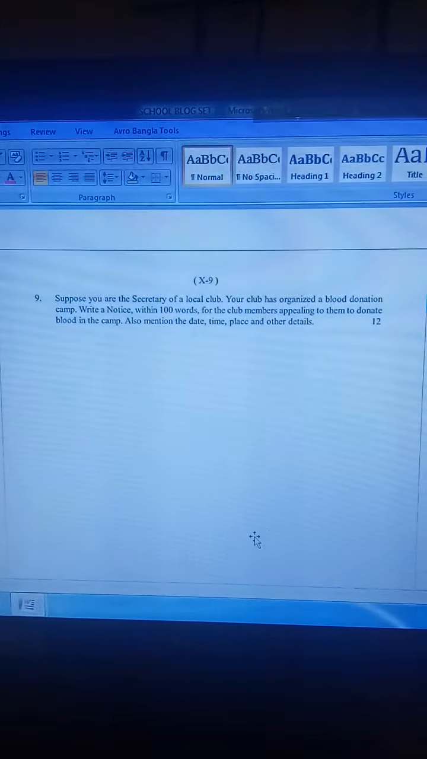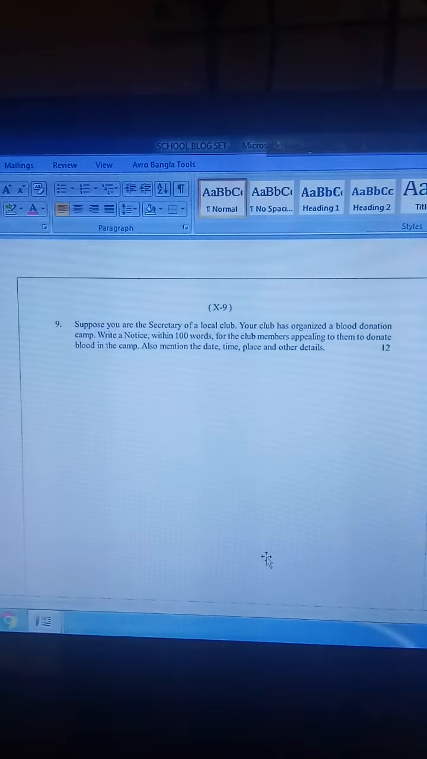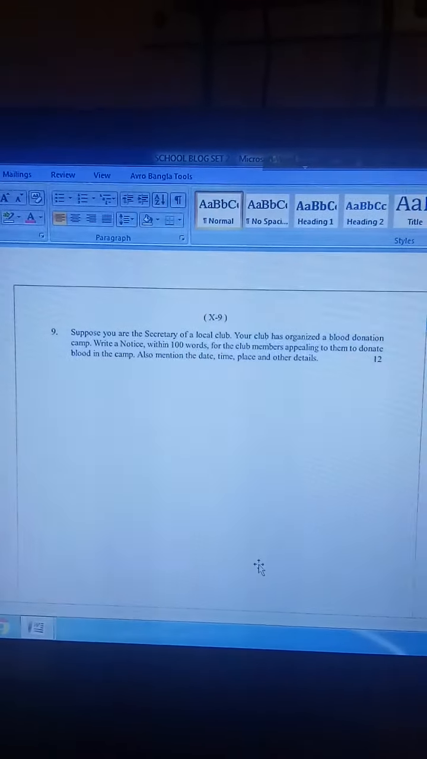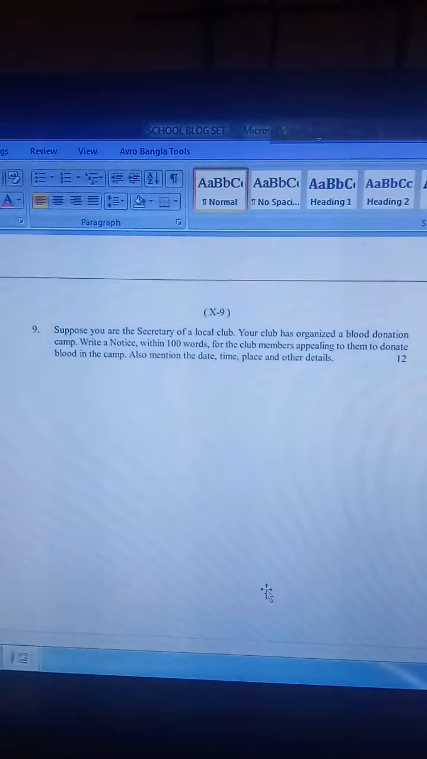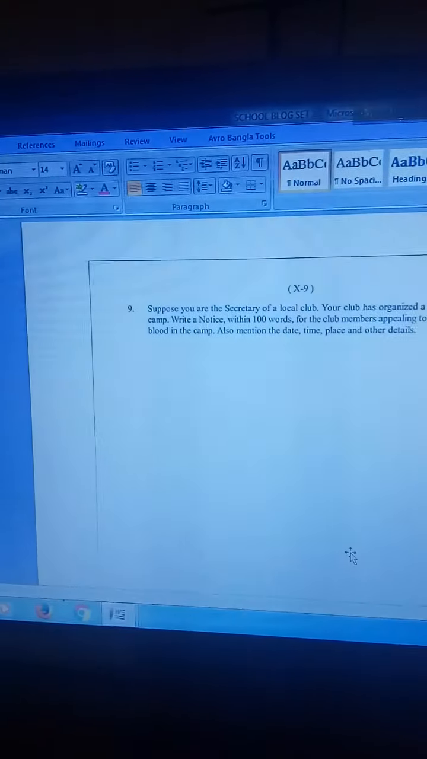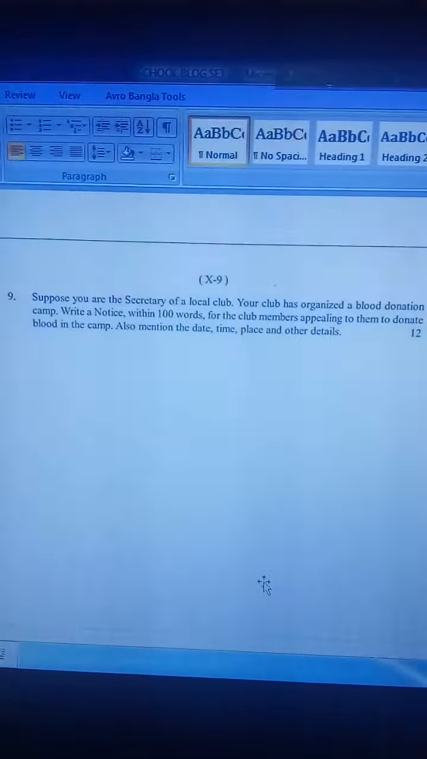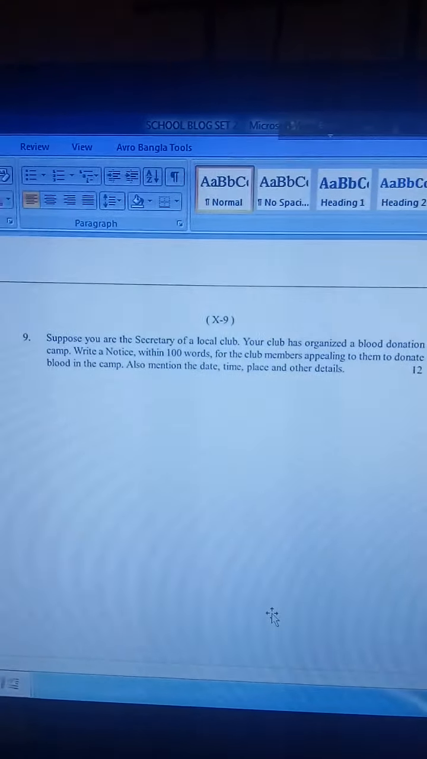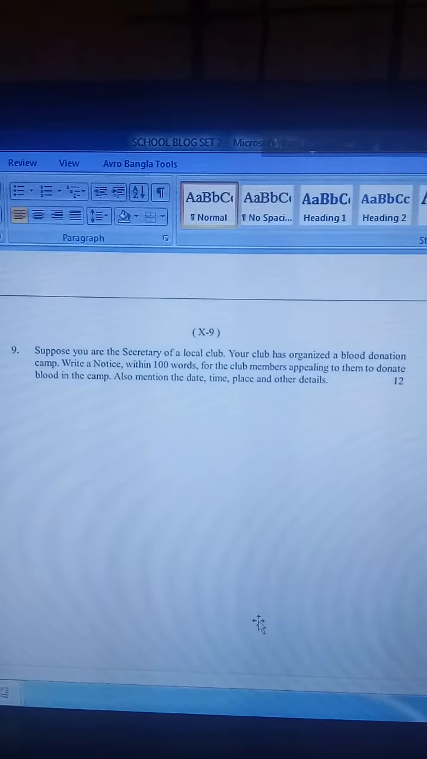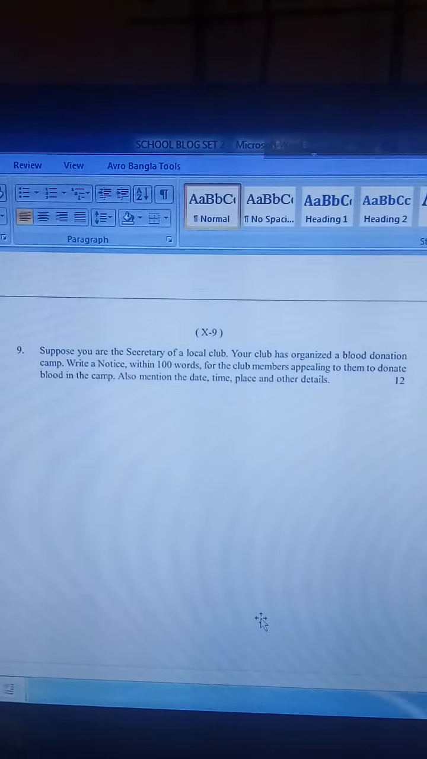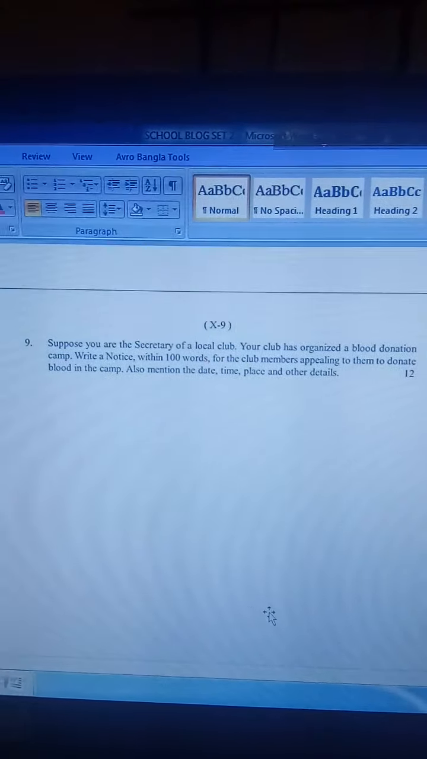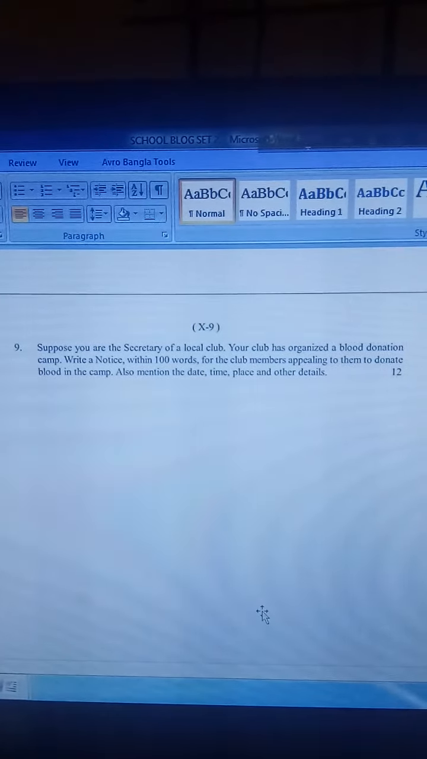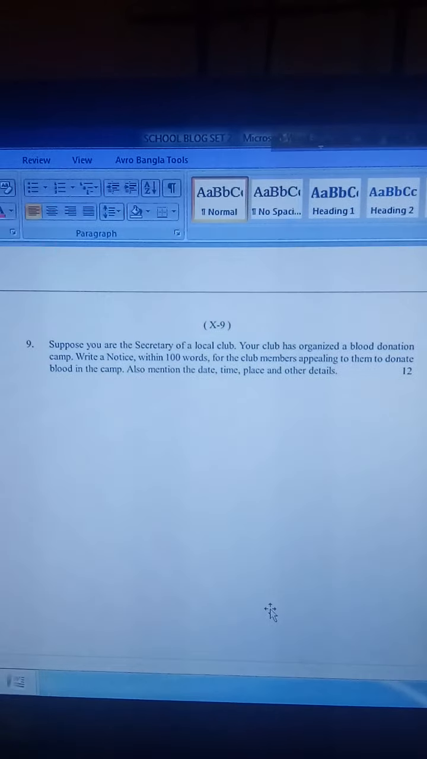We have been working out the questions of set 2 given in the blog of our school for the last few days. Today we are going to work out the last part of the question, writing number 9, the last of the 3 writing activities. And it's a notice. I'm reading out the notice.